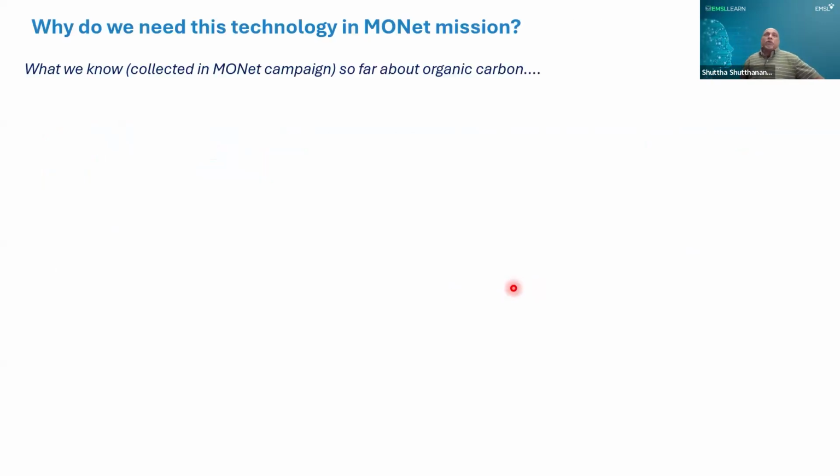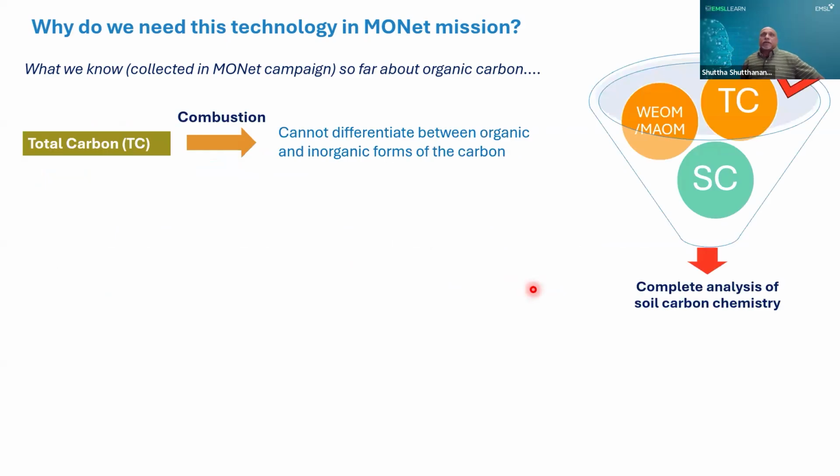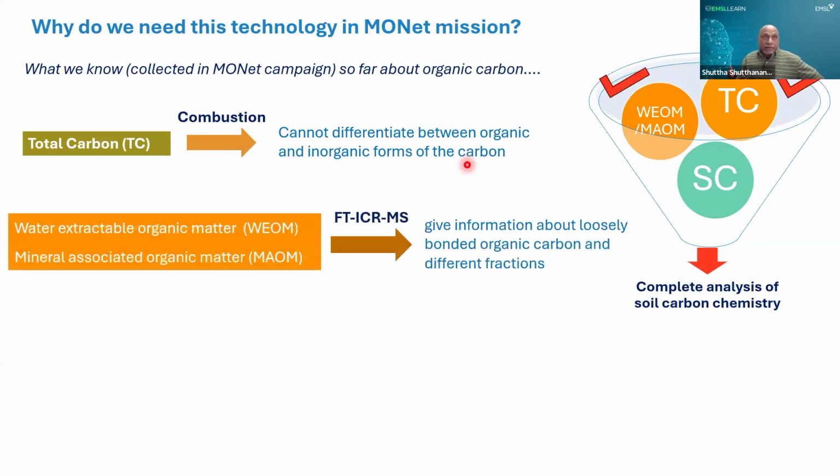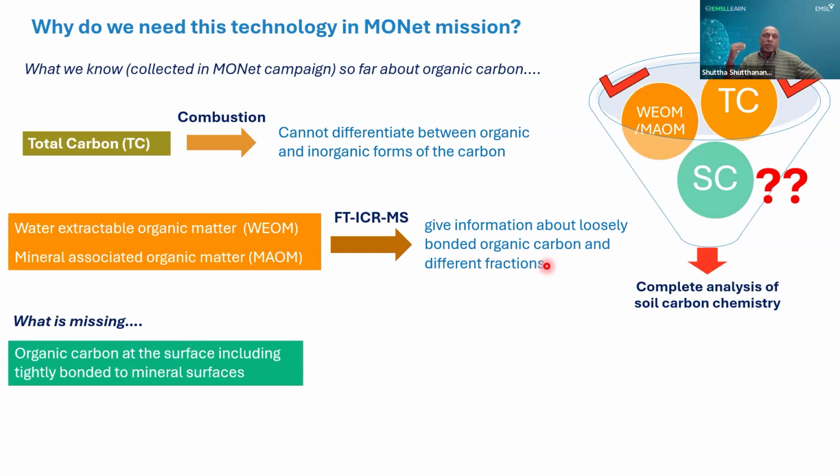So what do we know so far from this MONet mission? They have already collected so many samples from so many different regions. They measured total carbon using a combustion method, but unfortunately that measurement cannot differentiate between organic carbon and inorganic carbon. To get some information about the organic carbon, they did water extraction and then FTICR mass spec, and that gives some loosely bound organic carbon in different fractions. What is missing is the organic carbon that is tightly bound to the mineral surface.